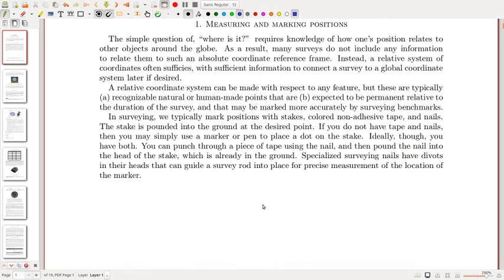So first off, let's start by imagining a scenario. You're out in the field, maybe in a forest, maybe in a desert, maybe on the plains, and you see a feature of interest. Maybe it's a hill or a river or this place where a meteorite crashed into the ground that you have to survey, and you want to know where it is. And of course, that really simple question of where is it requires knowledge of how your position relates to other objects around the globe.